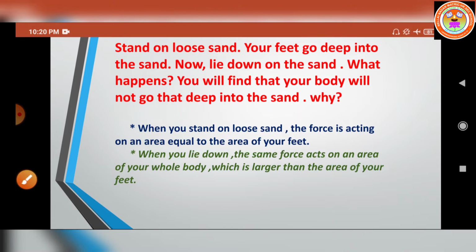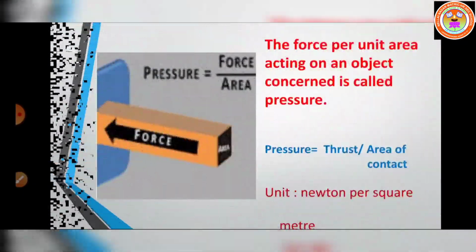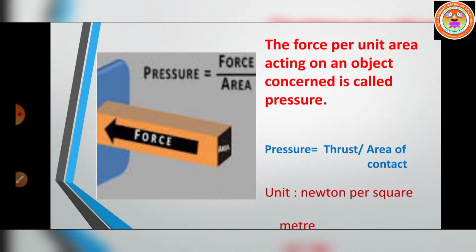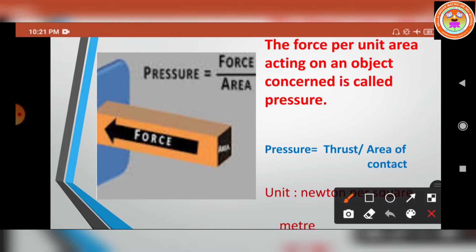Therefore, the effect of thrust depends on the area on which it acts. It's depending upon the area only. The effect of thrust on sand is larger while standing than while lying. This is the reason. So, the force per unit area acting on an object is called pressure.